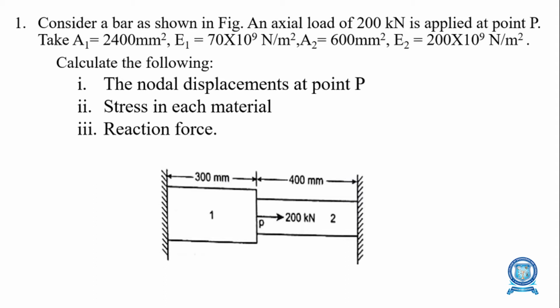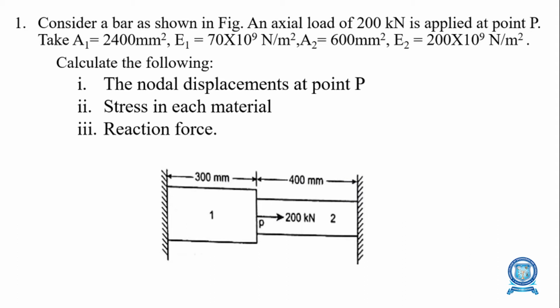Okay, this is the diagram. There is a stepped bar element fixed at both ends. At the middle of the bar element, a load of 200 kilonewton is acting. There are two elements, the first element and the second element, named as such. The length of the first element is 300 mm and the length of the second element is 400 mm.